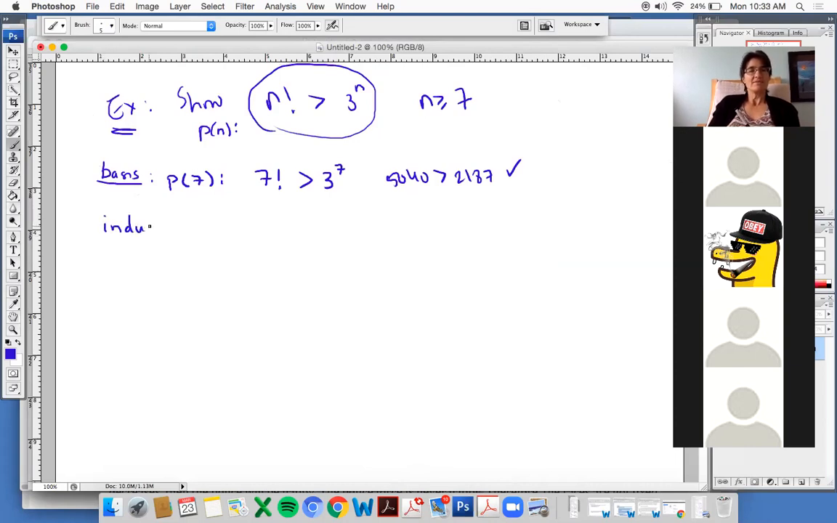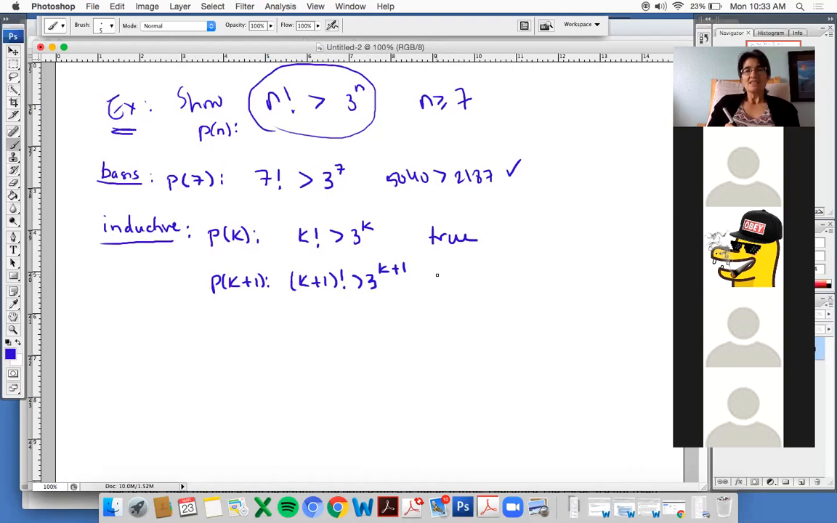Okay, so now the inductive step. We basically write down two statements. The first one is going to be P of k. So we're looking at our proposition and replacing n by k. So this says k factorial is bigger than 3 to the k, and this is taken as a true statement, right? And we're going to write the P of k plus 1 statement, replacing n by k plus 1. So we have k plus 1 factorial bigger than 3 to the k plus 1. And this is to be proven.